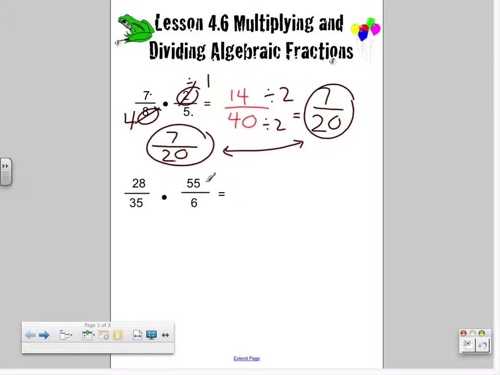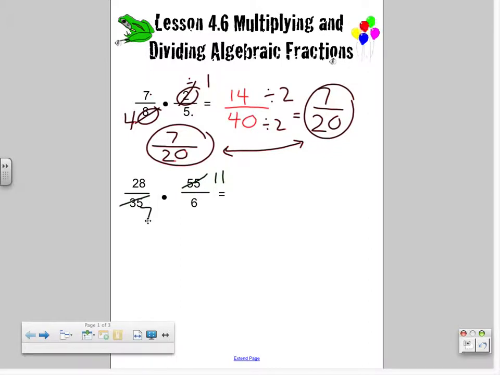28 35ths times 55 over 6. If I go ahead and multiply 28 times 55 and 35 times 6, I'm going to have a very large numerator and a very large denominator. In fact, I need a calculator to do it. So what if I look at my numerators and denominators and find a common factor? Well, in 55 and 35, there's a common factor of 5. So let's divide that out. 55 divided by 5 is 11. 35 divided by 5 is 7.